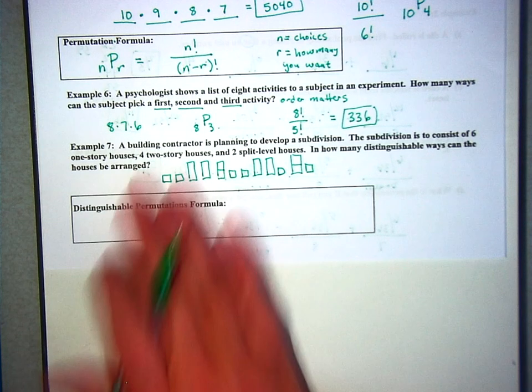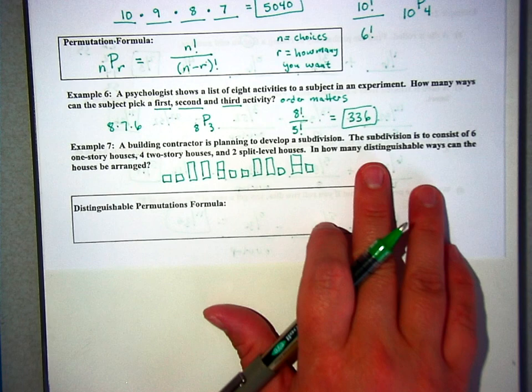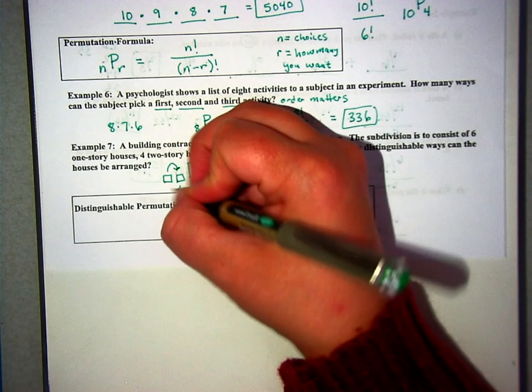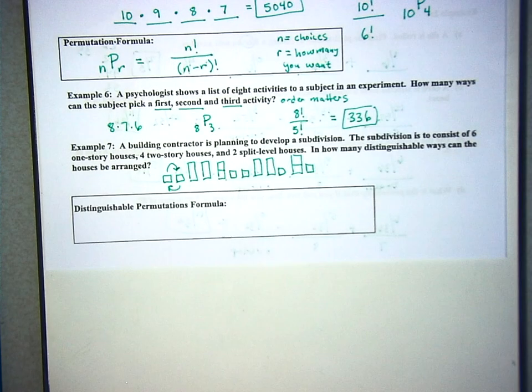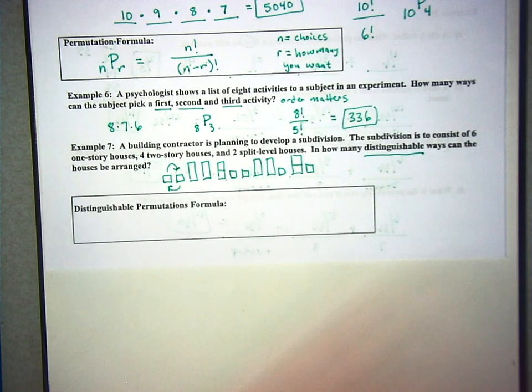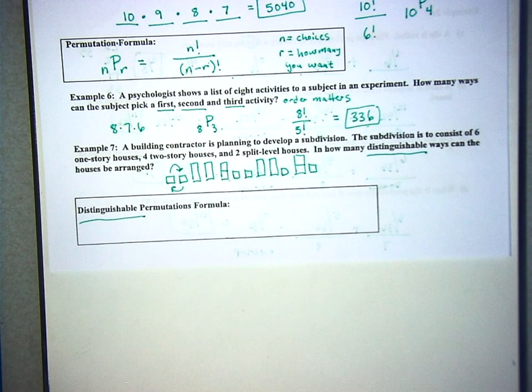All right, so this is an order, right? And we could look down the street and see that this is an order of the buildings. So order does matter. But what if I took this house and I switched it with that house? Would it look any different? No, assuming that they're all painted the same, they would look no different. That's what the word distinguishable means. How many distinguishable ways are there to do this? The only time you use the distinguishable formula is literally it's going to say the word distinguishable in the problem.